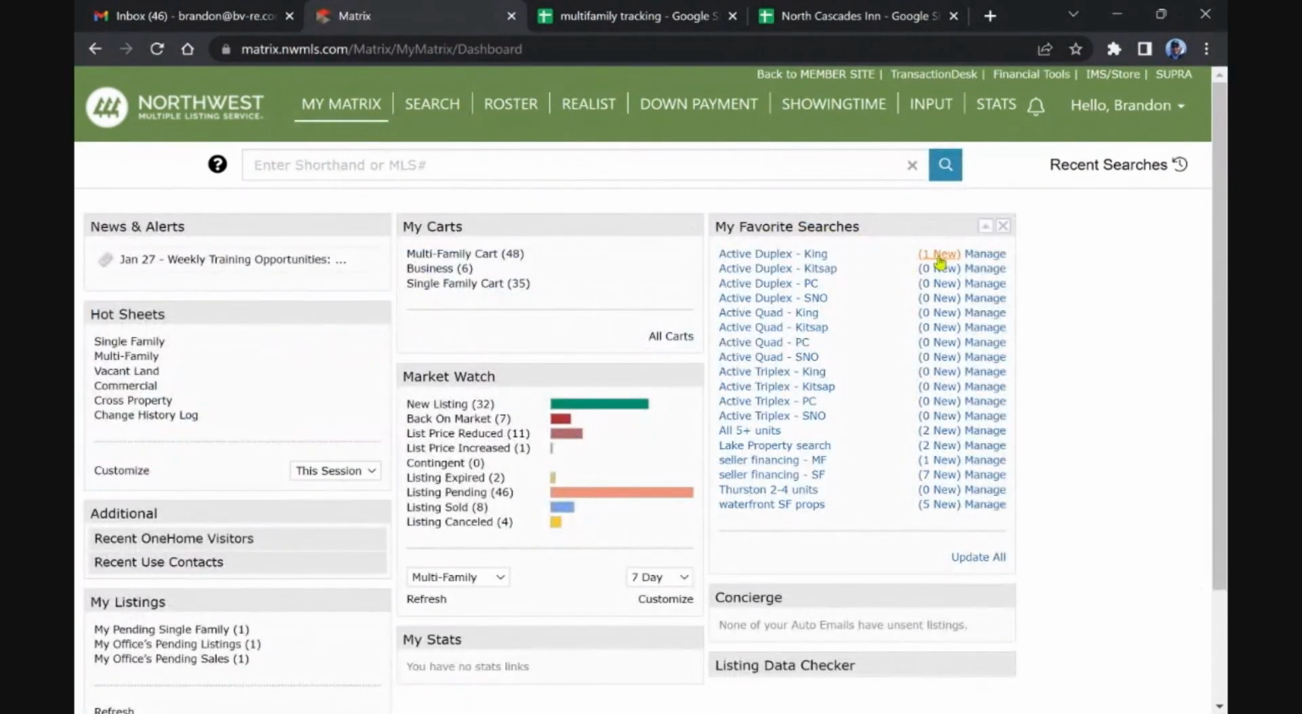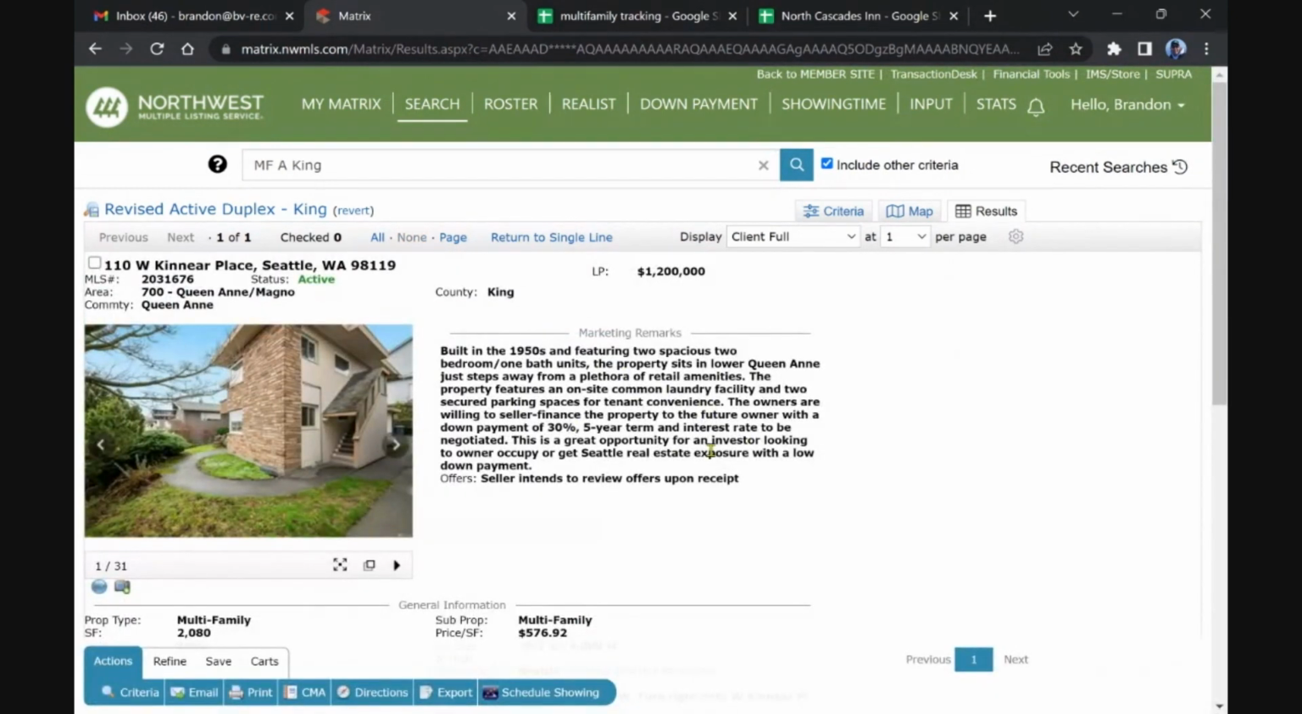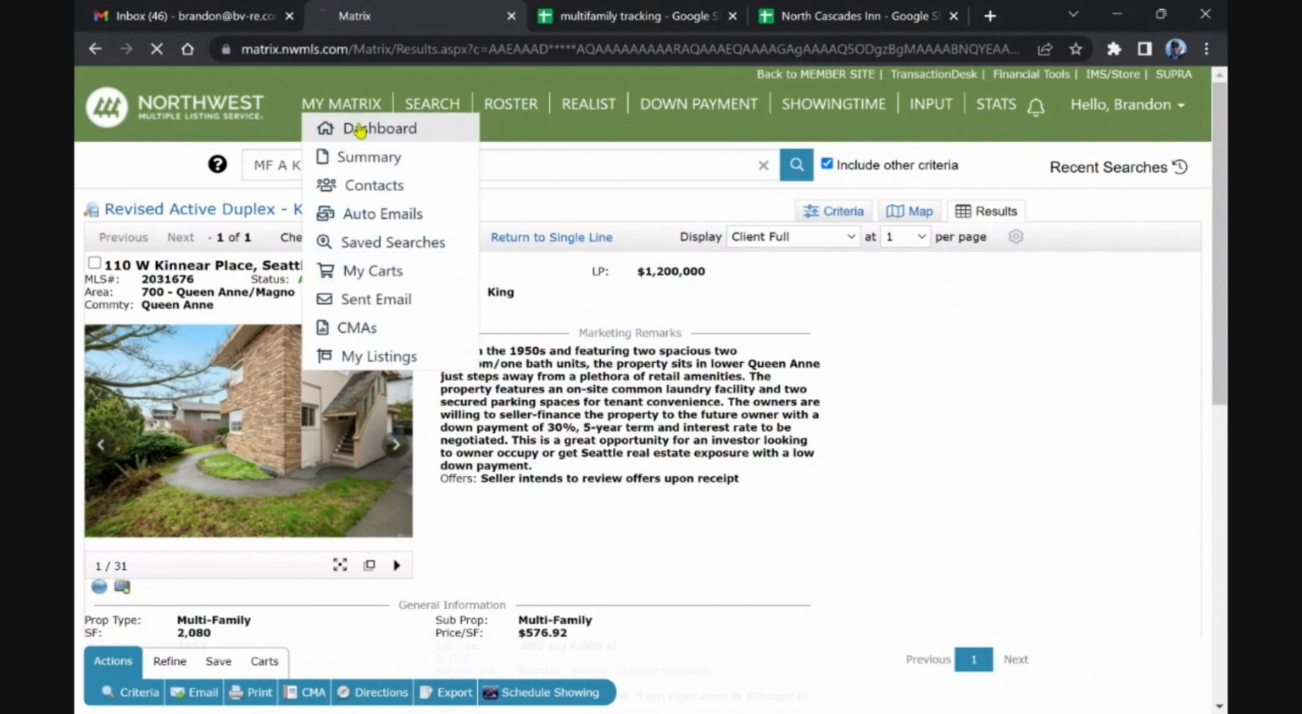Okay, I think that was it. Oh, and we had the one. Well, this is probably the same Queen Anne one we looked at earlier. Yeah. But that's offering seller financing. So sometimes if it has seller financing, it's going to come up in two of my searches. It's the same one. Okay, there you have it. Not a ton to look at today.